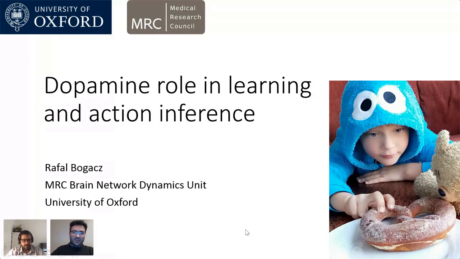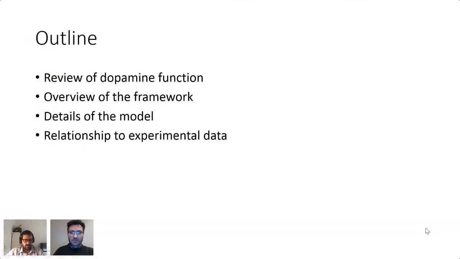Okay, excellent. So during this talk, I would like to introduce a framework for modeling dopamine function. And this framework captures the role of dopamine both in learning about rewards and in planning actions to get the rewards. So I will start with a brief review of dopamine function, and then I will give an overview of the framework, describe details of the model, and discuss its relationship with experimental data.